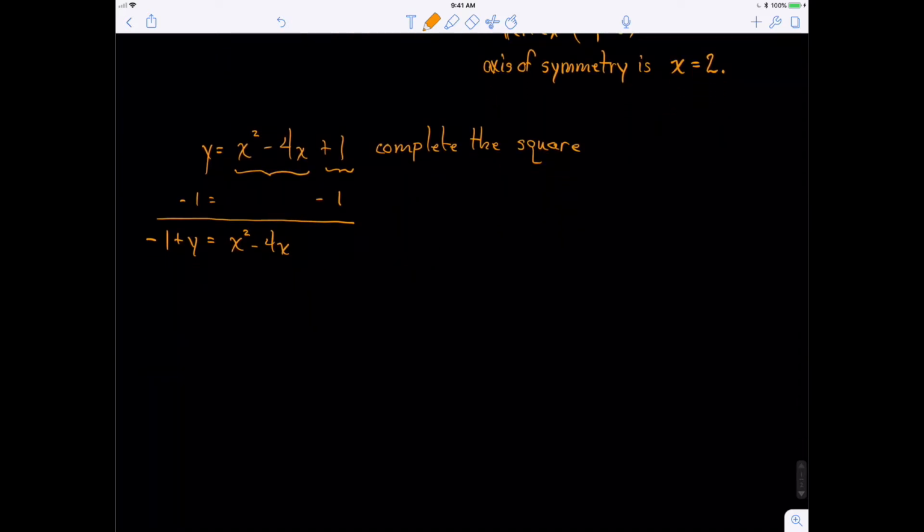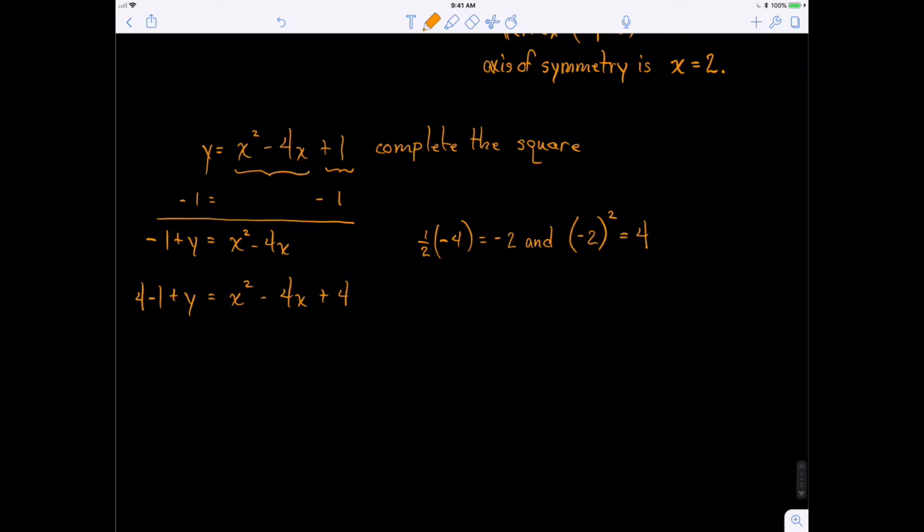Then we complete the square. We've done this before. We take 1/2 of the term in front of the x, which is negative 4. That gives us negative 2. Then we take the negative 2 and square it to get a positive 4. The positive 4 is the result that we add to both sides of the equation. So I have a positive 4 minus 1 plus y equals x squared minus 4x plus 4.